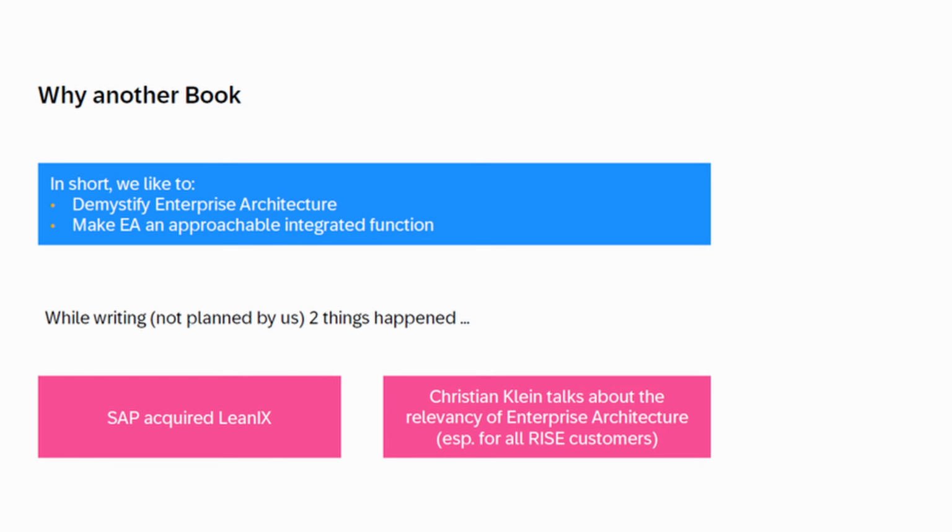So in short, in summary, we wanted to give a practitioner's view to demystify enterprise architecture. At the same time, we wanted to make this an integrated, collaborative, approachable enterprise architecture practice. And that's the reason why you will see a lot of things in the book, and also one of the key reasons why we wanted to write the book.